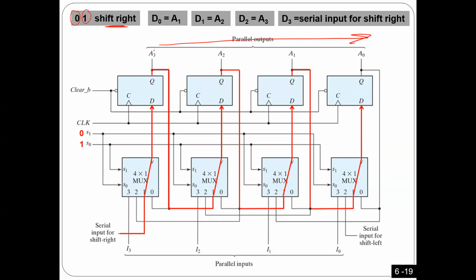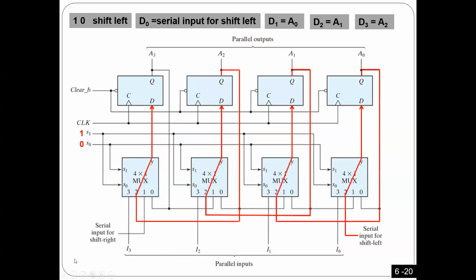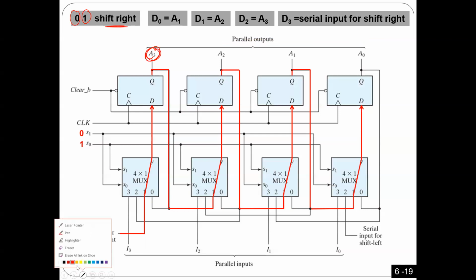means A3 has to come to here. That's why I'm going to connect this one to A3 to make shift right. So every output here has to be connected to the next one. That's why I connected here. Let me use a different color. Let me, for example, use this one. So you can see here, all of them are connected to pin number 1.